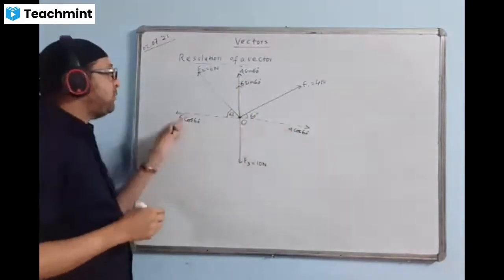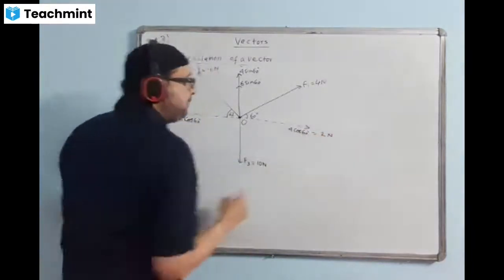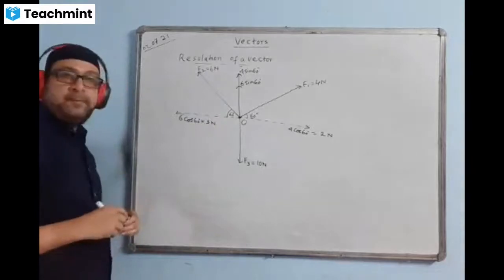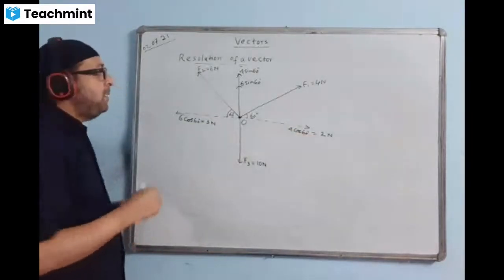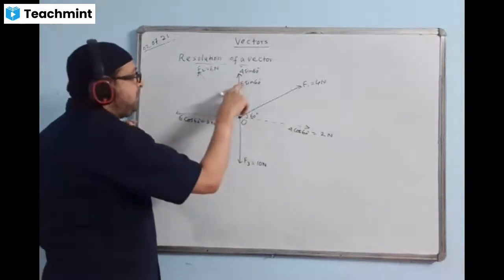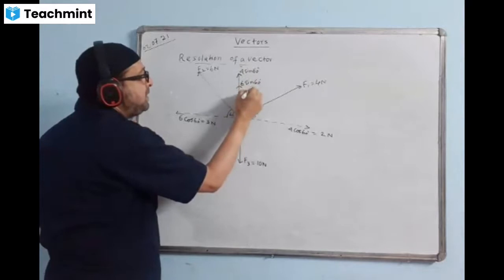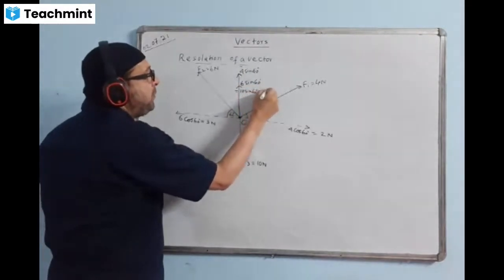The values are not equal. 4 cos 60 value will come 2 Newton. 6 cos 60 value will come 3 Newton. 2 Newton and 3 Newton. Here the value is coming 6 plus 4, since they are in the same direction, 10 sin 60. 10 sin 60 value is coming 8.7 Newton.